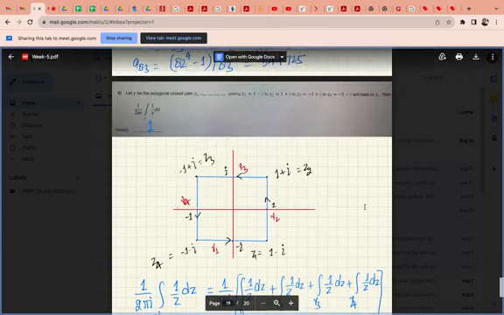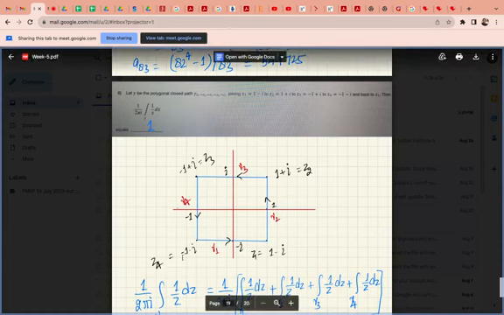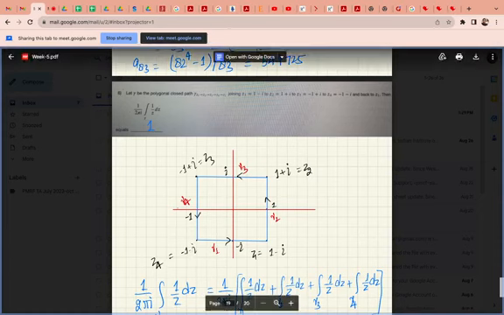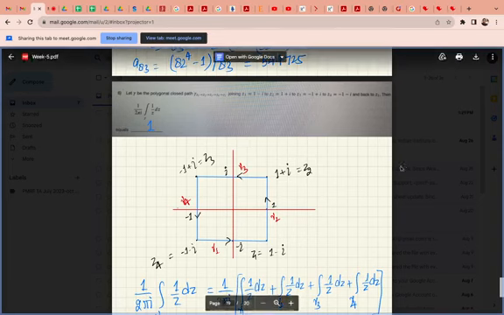Okay, so let's just look at this one. Let gamma be a closed path from z1 to z2, z2 to z3, z3 to z4, and z4 to z1. So this is your z1, 1 minus i, this is your z2, 1 plus i, this is your z3, minus 1 plus i, and this is your z4, minus 1 minus i. Then what would be this integration? 1 upon 2 pi i integral of 1 by z over the curve gamma.